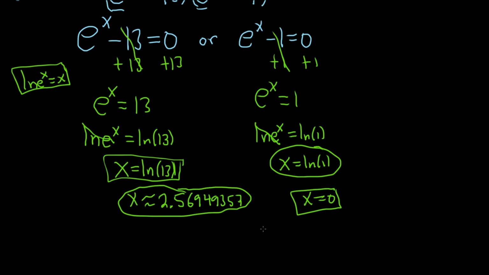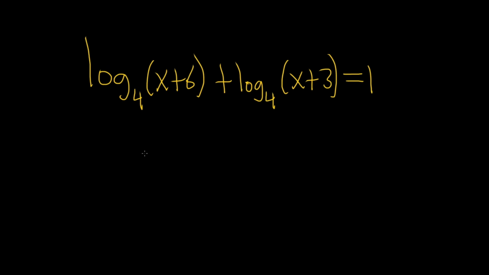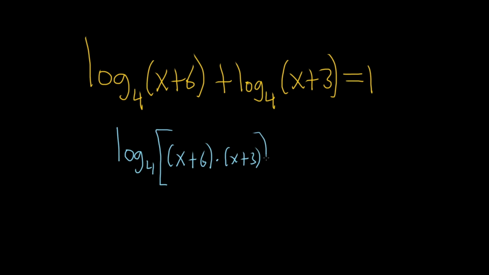In this problem, we have an equation with 2 logarithms, and we're going to solve it. So the first thing we'll do is we'll combine these logarithms. So whenever you have a plus sign, you can combine the logs by using multiplication. So this piece here, because it's plus, is going to be turned into the log base 4 of x plus 6 times x plus 3, and then this here is equal to 1.